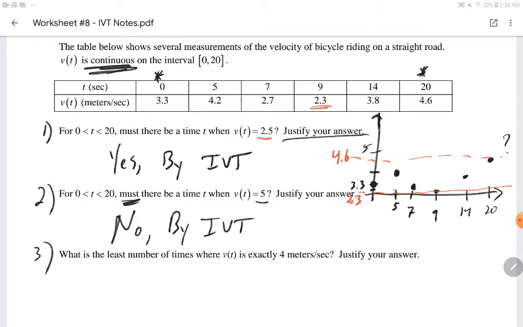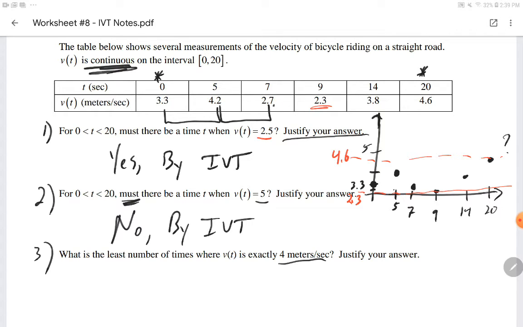So easy, I know. And lastly, what is the least number of times where v of t is exactly 4 meters per second? Okay. So what this one is saying is, can you guarantee that 4 will be hit, like a velocity of 4 will be hit? Well, what does that mean? That means I need to look closely between every interval.